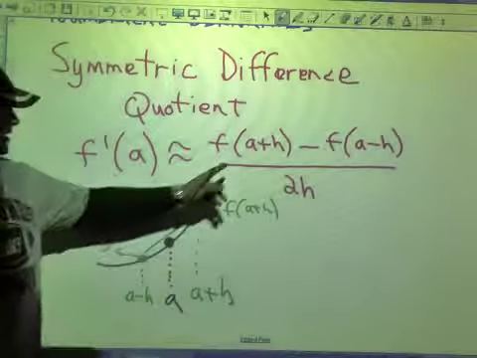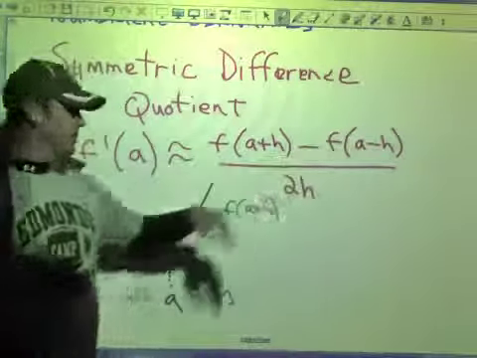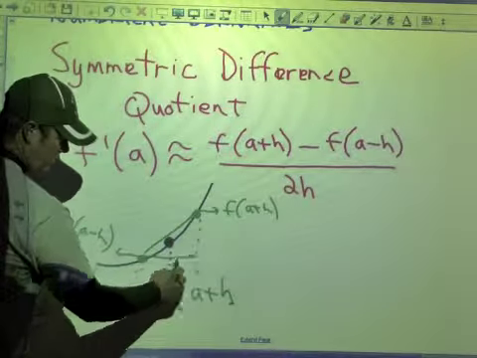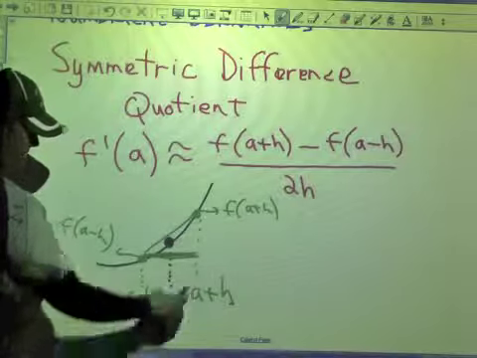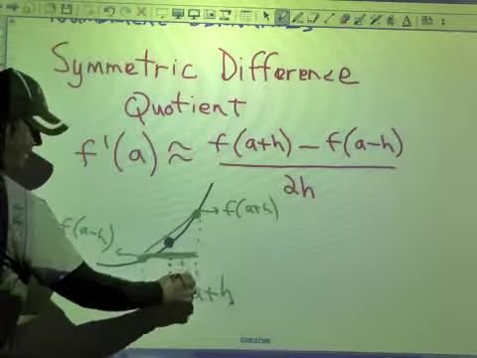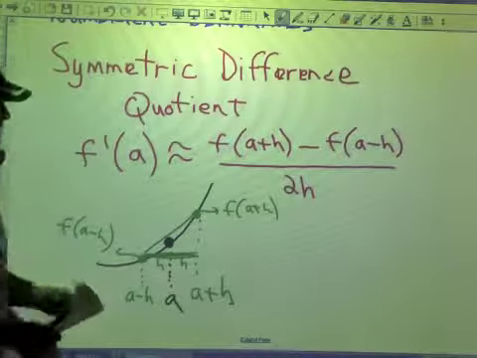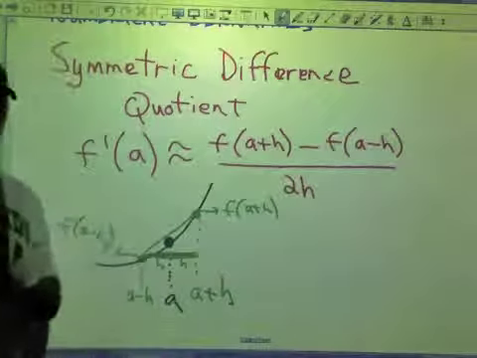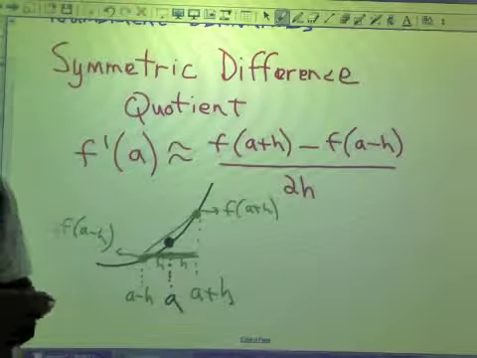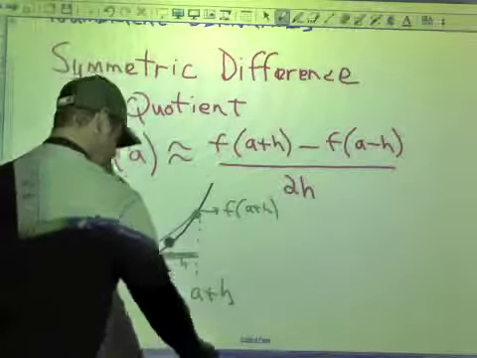Okay, so that's what you see in the top here. That's the change in y. That's your delta y. On the bottom, the change in x is this horizontal distance right here between these 2 points, which if it's h either side, if that's h and that's h, then the symmetric difference quotient has a 2h in the bottom. Okay? So anyway, that's a formula for approximating the derivative.